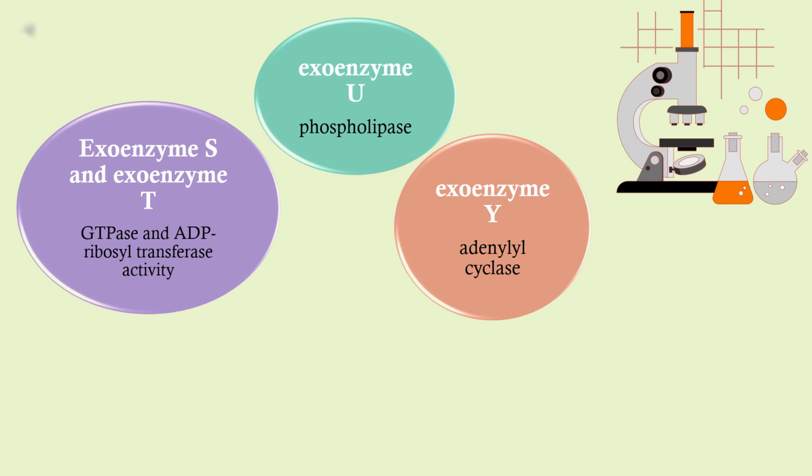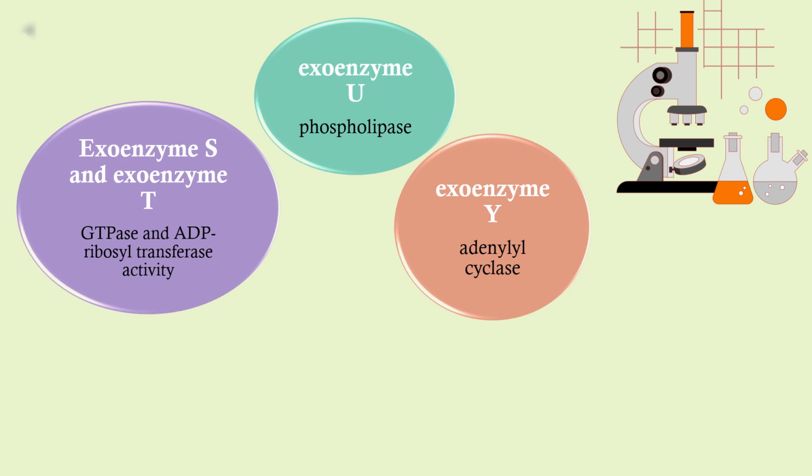But in total, one of the key targets of these toxins is the Rho family GTPase. By modifying this GTPase, ExoT and ExoS disrupt the regulation of the actin cytoskeleton and cell signaling, contributing to host cell damage and immunosuppression. The second toxin is exoenzyme U.